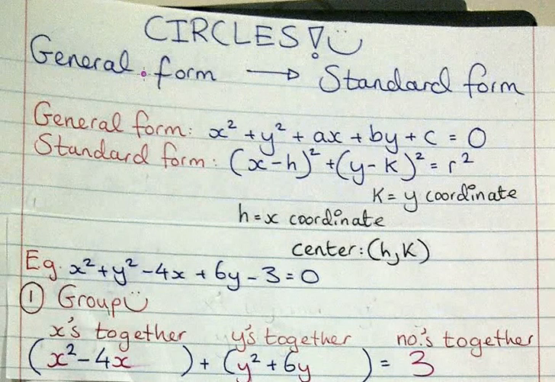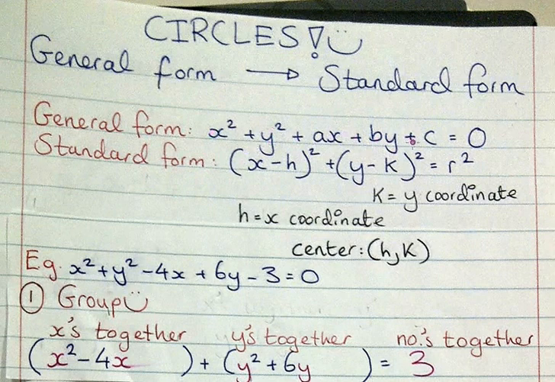Hi there. So I'm going to explain how to change a general form equation to a standard form equation when we're dealing with circle equations. So this is the general form equation, and this is the standard form equation. As you can see, the standard form equation is grouped into two bunches of brackets, and the general form is an expanded form of the standard form.